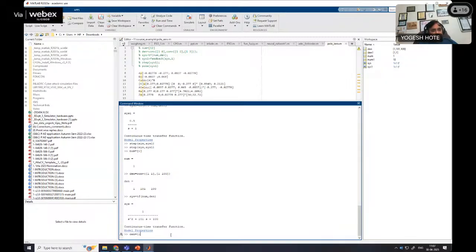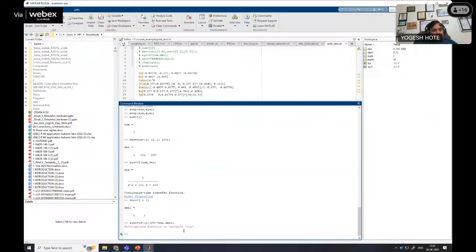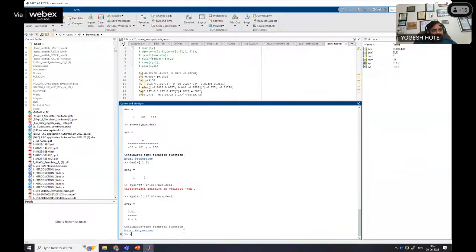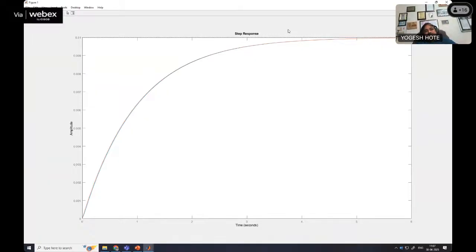Denominator 1 equal to here 1, and SYS1 equal to transfer function 1 divided by 100 multiplied by numerator comma denominator 1. Then step SYS comma SYS1. Now you can see the response. See, both the plots are there. You can see SYS and SYS prime.